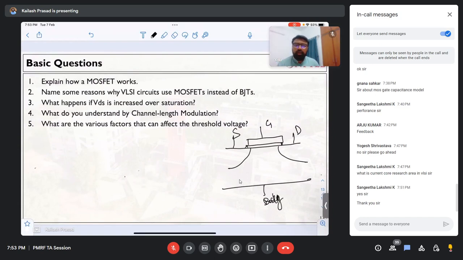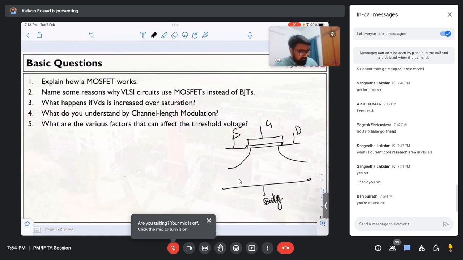Okay, so how does the MOSFET work? Suppose I consider this as an NMOS.